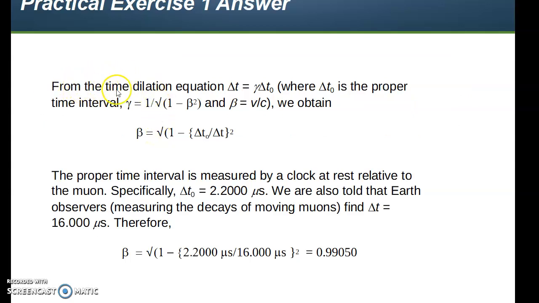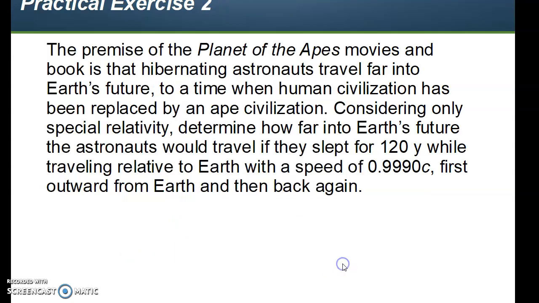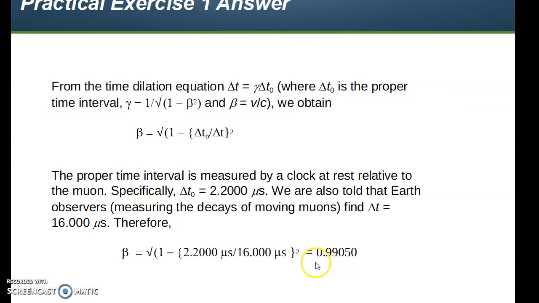So the time dilation equation: delta t equals gamma delta t0, where delta t0 is the proper time interval. Gamma is 1 over the square root of 1 minus beta squared, where beta equals v over c. The proper interval is relative to rest, specifically 2.20, and we're told that this right here is 16 microseconds. Therefore, it's 1 minus this divided by this, squared, and the square root of all of this.